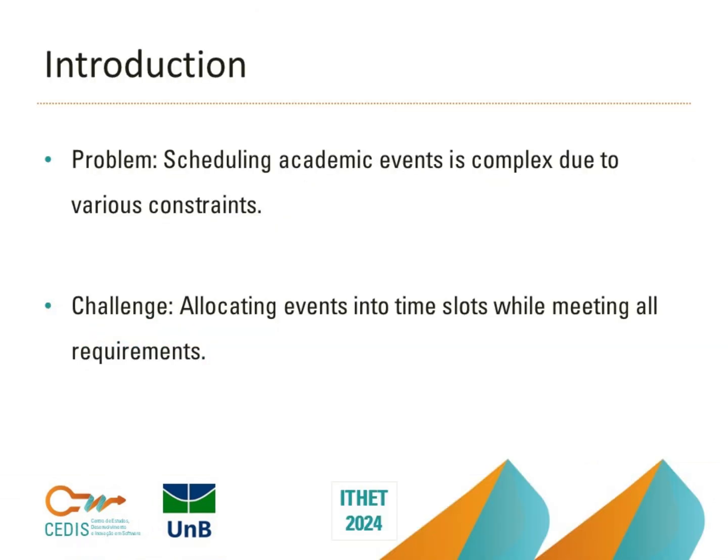Scheduling in higher education is a challenging task. Universities must balance multiple constraints, such as room availability, instructor preference, and student needs. The goal is to ensure an efficient schedule that accommodates these requirements without conflicts. These constraints can be divided into hard constraints, which must be strictly satisfied, and soft constraints, which are more flexible but still enhance the schedule's quality when met.